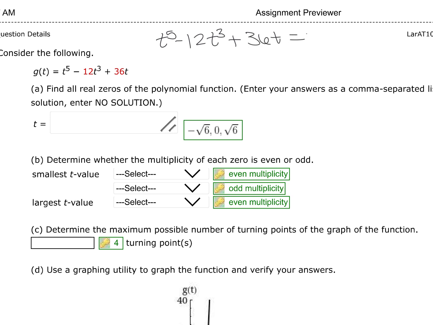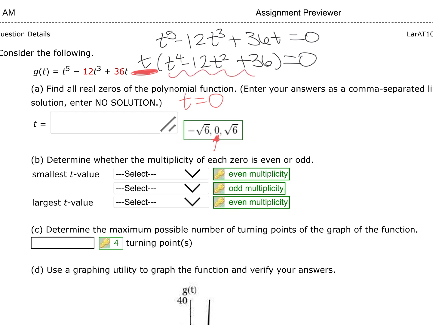All right, and so they all have a t in common. So I take out a t, and so it looks like this. Okay, that simply means that this t over here is going to be set equal to 0, and so I will have a 0 as part of my answer. All right, this I would have to factor.